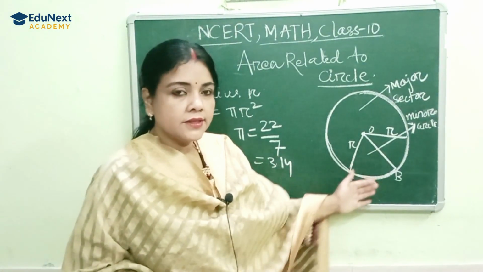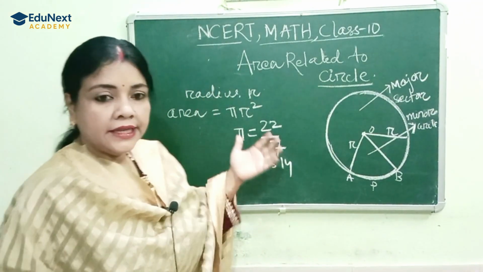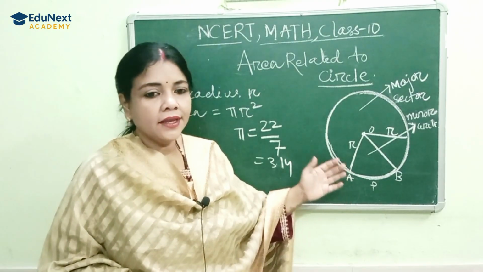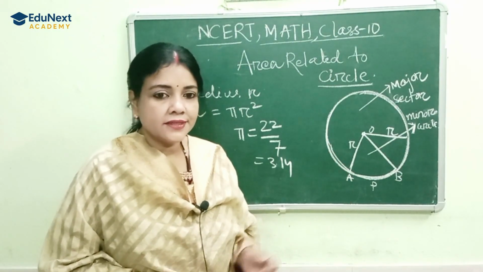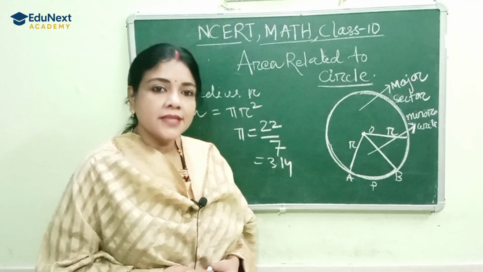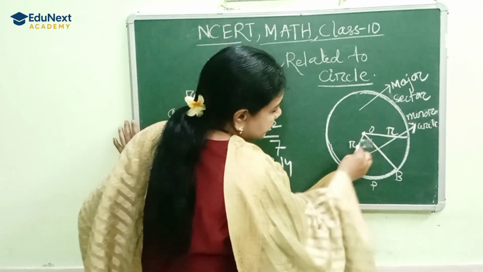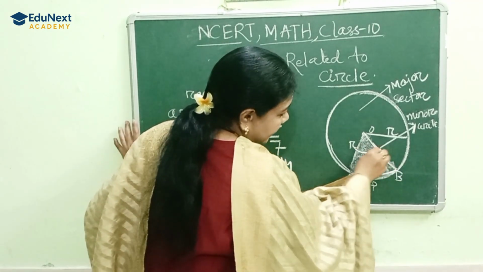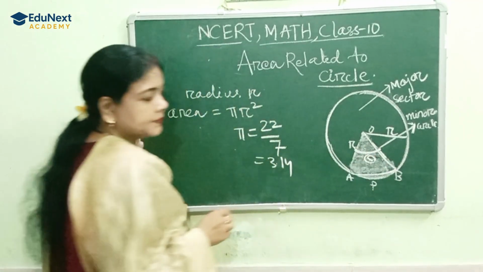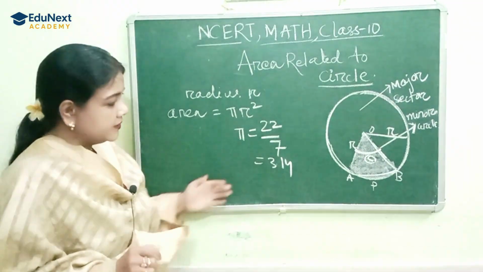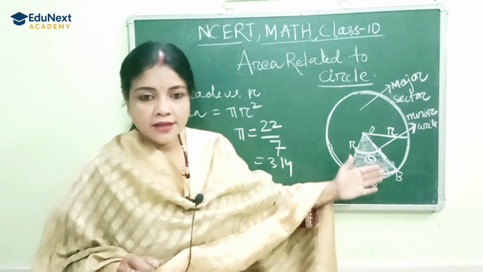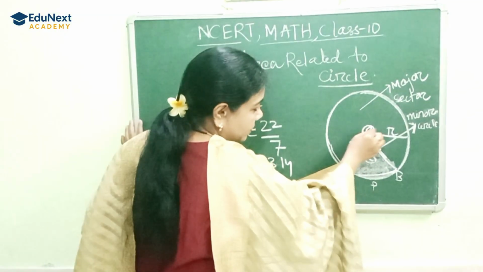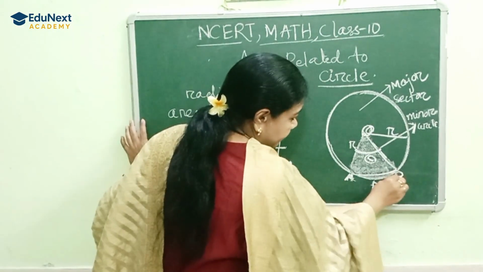Now again let us discuss different areas. That means area of the sector, length of the arc, like that. Now let us discuss area of the sector. As I have told in the last class, this is a sector and the angle made by the sector is theta. Now let us discuss how to find out the area of this particular sector. Center O, A, P, B.